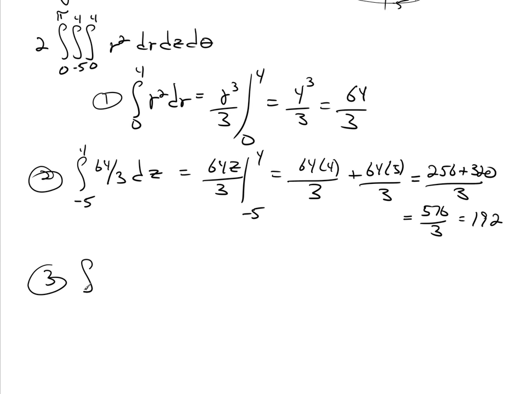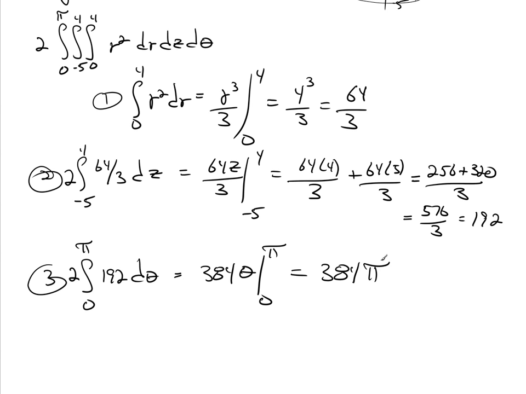So for part 3, I want to take a look at the integral from 0 to pi of simply, whoops, I've been dropping these 2's. I need to put that 2 back in. I'm going to let that 2 ride for a while. Of 192 d theta. So that's going to be simply 2 times 192 is 384, so that's 384 theta, evaluated from 0 to pi. So that's simply going to be 384 pi.